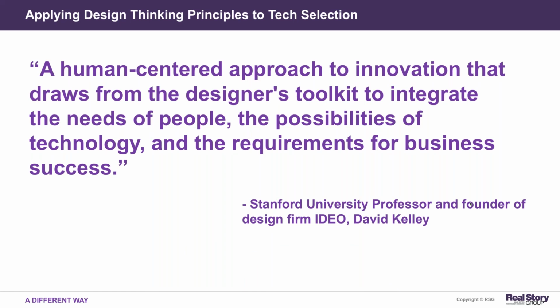But if we break down the definition a little more, again, Stanford says, design thinking is really about a human-centered approach to innovation that draws from the designer's toolkit to integrate the needs of people, the possibilities of technology, and the requirements for business success. Now, again, you read a definition like this and you say, this is a no-brainer to apply to the technology selection process, because that's what you're trying to do. When you bring in new technology, you're trying to meet people's needs. You're trying to get the most out of the possibilities of the technology that you're bringing in, but ultimately you're trying to satisfy your requirements for business success.